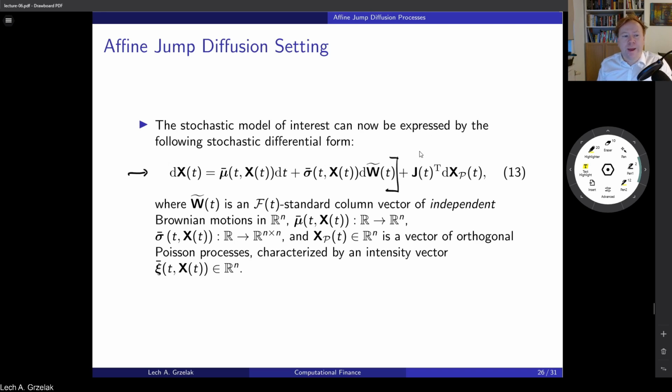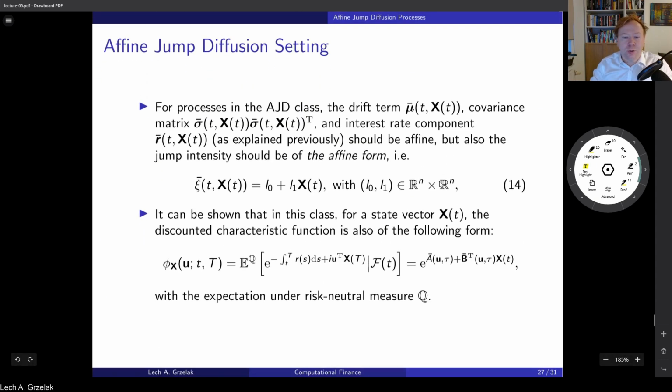In the framework of affine jump diffusion, as we have already done before, jumps are independent of Brownian motion. So there is independence between the diffusion part and the jump part. The jump magnitude is independent, and we also have independence in the Poisson process itself, so the intensity of the framework does not depend on J. Okay, now let's take a look at the conditions.